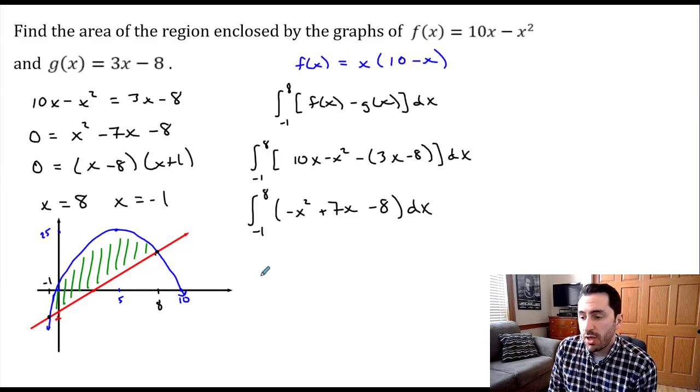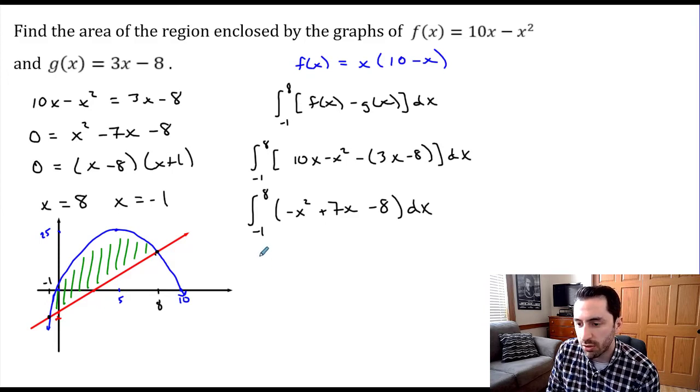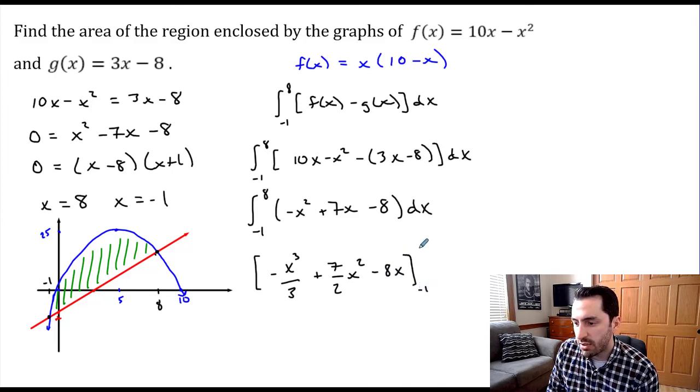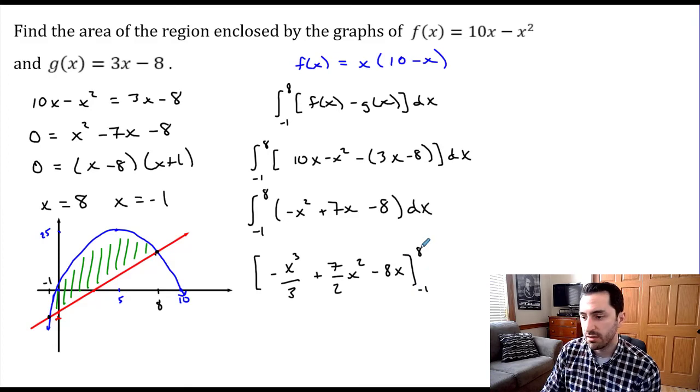Now we can go through and use our normal antiderivative rules for each of these terms. Technically, we would be splitting this up into 3 separate integrals. But let's see what we get. So for the first one, we have our negative. That's going to be x cubed over 3. The second one, we need to divide by 2 to make sure that simplifies. So that's going to be x squared, and then 7/2 out front. And then our last one, we have negative 8x. And we're going to evaluate this from -1 to 8.